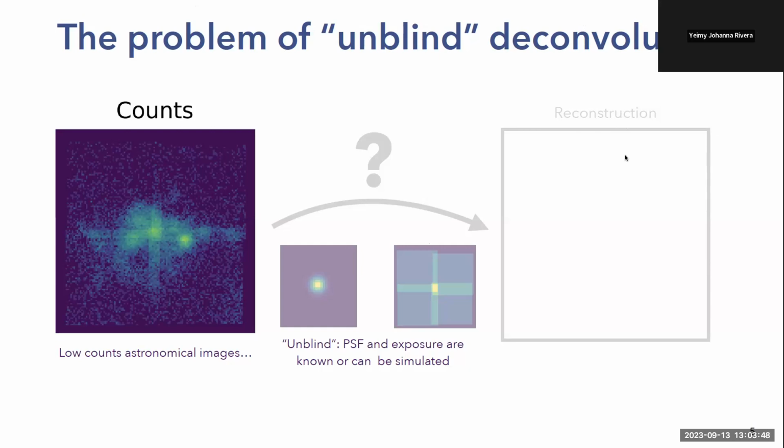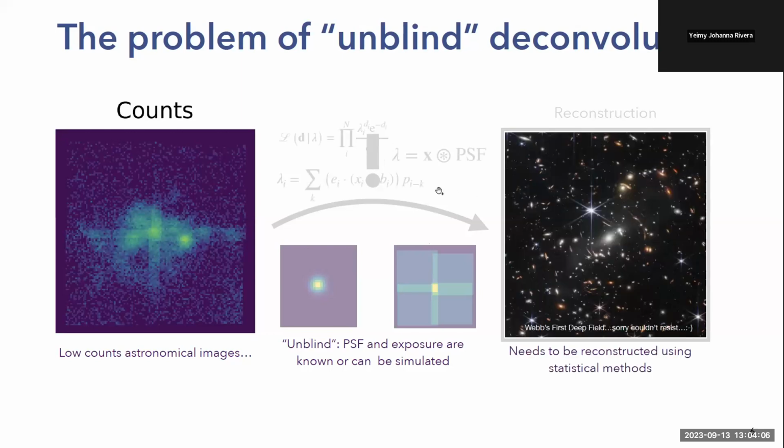Perfect. So this problem is called unblind deconvolution. Unblind means in this case that the PSF and the exposure are known. Typically, those can be simulated or obtained from empirical estimates. And then if I do some statistics and math, I might be able to recover a nice image of the sky. It won't look like this, but if we're doing it right, then we can at least improve the signal to noise ratio of the data, denoise it and make it a bit sharper.